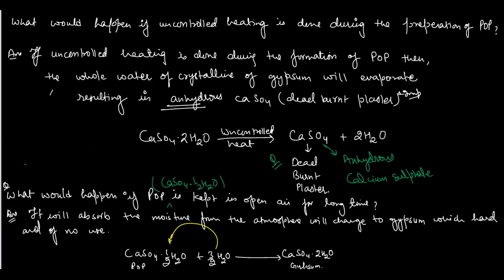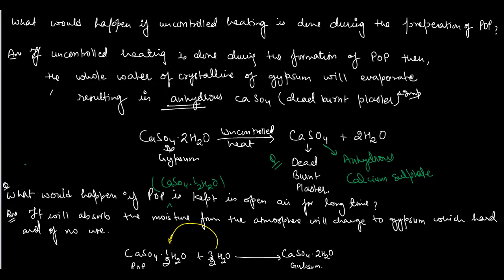So it is CaSO4 dot 2H2O. This is actually gypsum. If uncontrolled heating is done, meaning the temperature goes above 100, then the whole water of crystallization goes. There will be no half H2O. The whole 2H2O will be removed, and we will have only calcium sulfate, called anhydrous calcium sulfate, and it is also called dead burnt plaster. Got it, beta? Yes. So please explain the equation again.